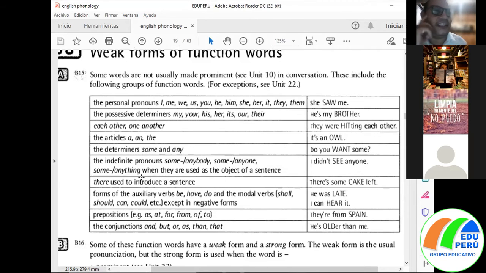So why do we call these words function words? Because they don't have a definition. They don't have a content. These words just help us to join the content words. What are the content words? Content words are the nouns, verbs, adjectives, and adverbs. They have a content, they have a meaning. Horse, teacher, school.